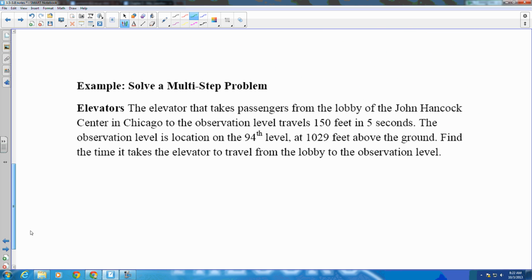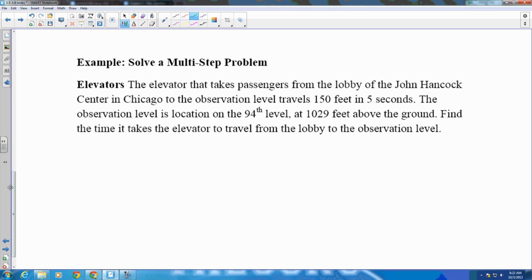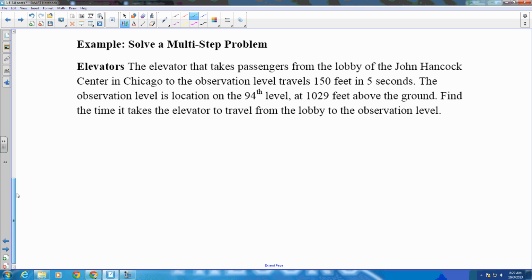Okay. The elevator that takes passengers from the lobby of the John Hancock Center in Chicago to the observation level travels at 150 feet in 5 seconds. The observation level is located on the 94th floor, which is 1,029 feet above the ground. Find the time it takes the elevator to travel from the lobby to the observation level.